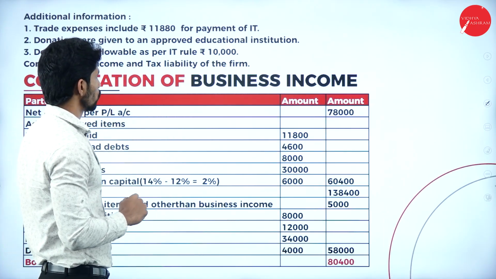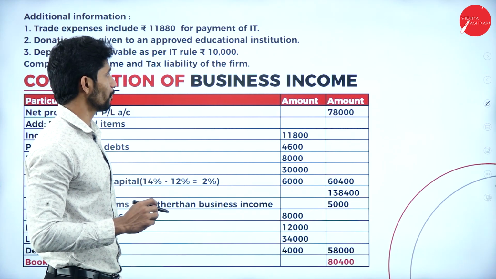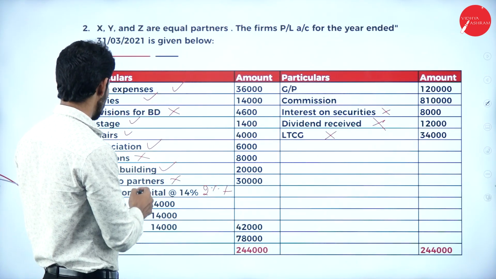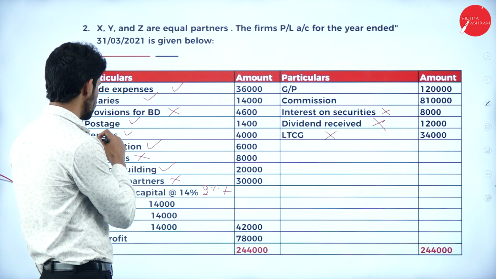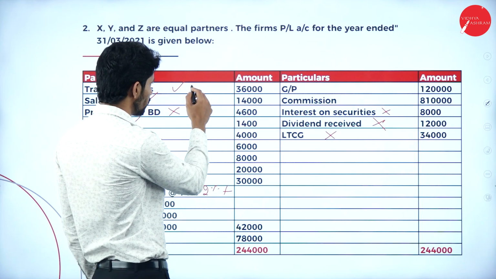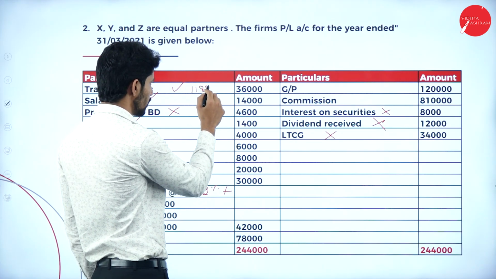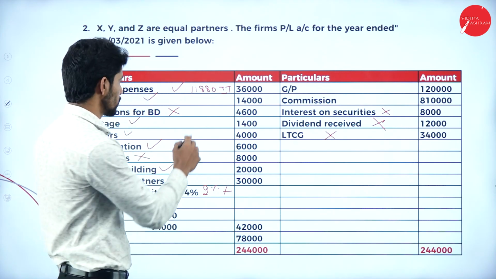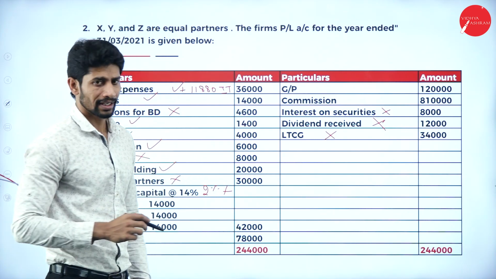Trade expenses include rupees 11,880 for payment of income tax. Yes, in trade expenses, you can see here trade expenses of rupees 36,000. This 36,000 rupees is inclusive of 11,880 of IT paid, that is income tax paid. So this amount should be added back to the net profit.